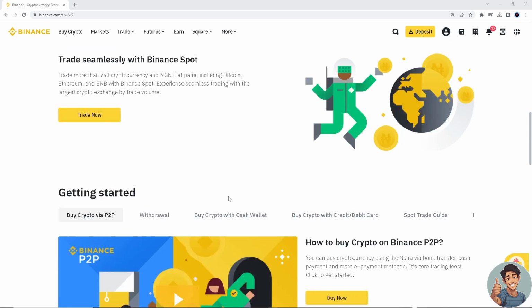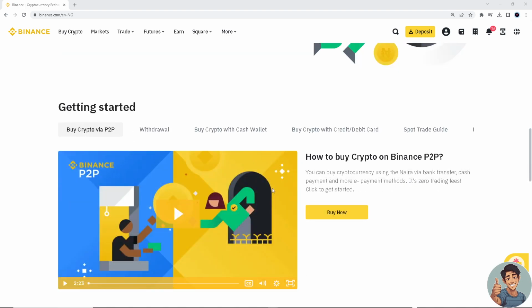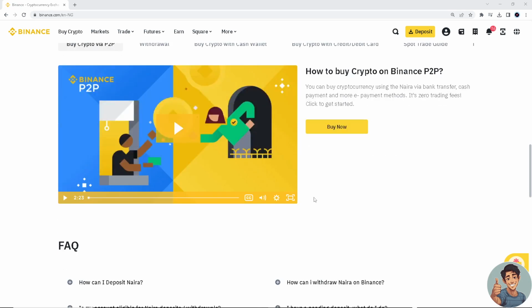Alright, so different users may prefer to trade cryptocurrencies using various base currencies. Some might prefer to trade using Bitcoin, BTC, as their base currency, while others may prefer Ethereum or even stable coins like USDT. So your choice of base currency can depend on your trading strategy and your personal preferences. So how do we change our currency on Binance?